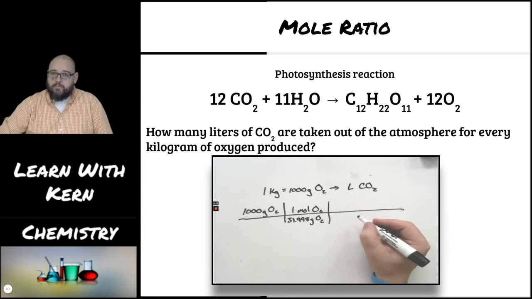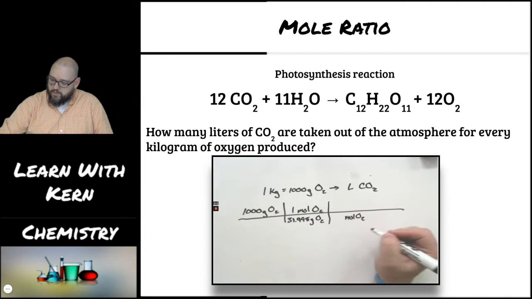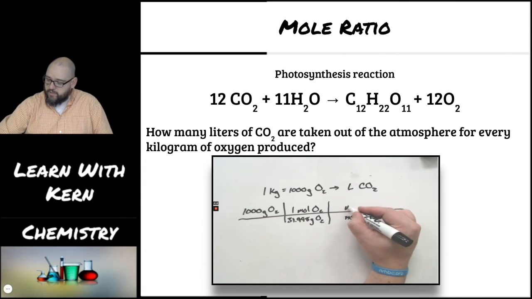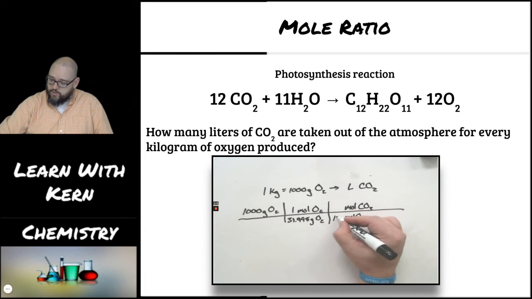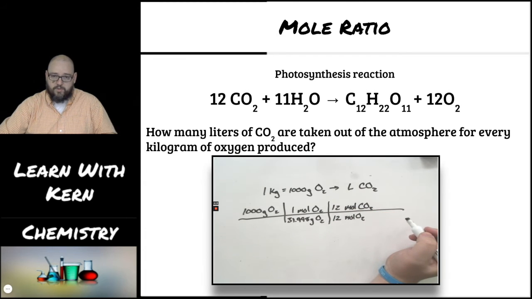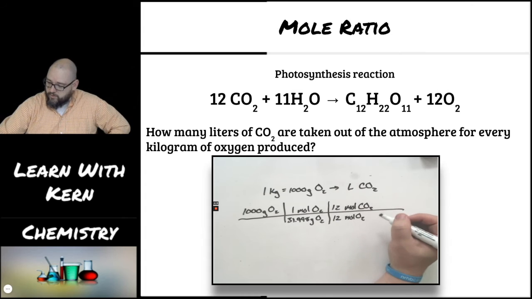And now I set up my mole ratio. If I have moles of O2 on the top, I put moles of O2 on the bottom. I'm converting to carbon dioxide, so it's a mole ratio, so I put moles of CO2 on the top. My numbers come from my balanced chemical equation. It's 12 moles of O2 and 12 moles of CO2. Those are the coefficients in my balanced chemical equation.